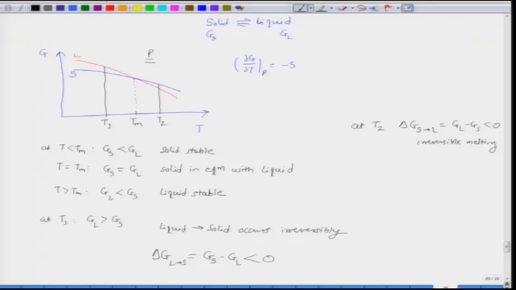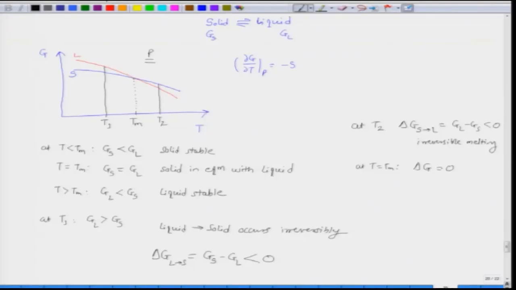Similarly, if you cool the liquid from T2 slowly to temperature Tm and stop there, what will happen? The liquid will not immediately transform to solid. If you stop, the liquid will remain as liquid at Tm because liquid is also stable at Tm. Only when you try to cool further will the liquid transform to solid.